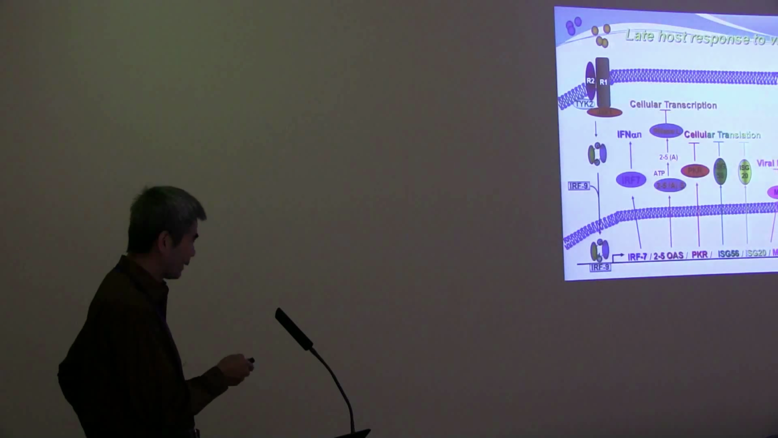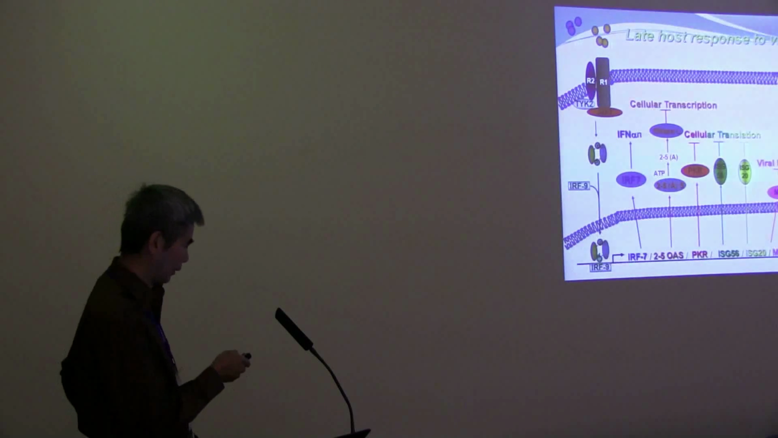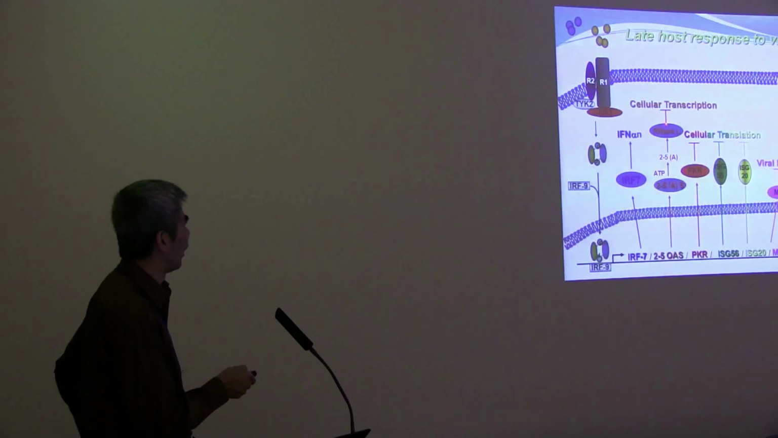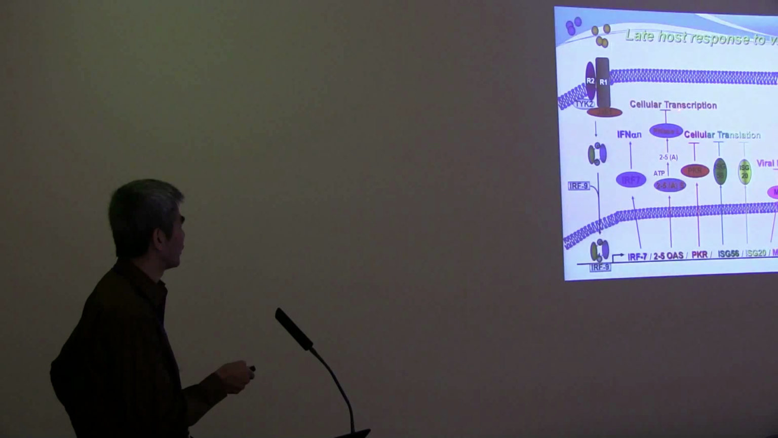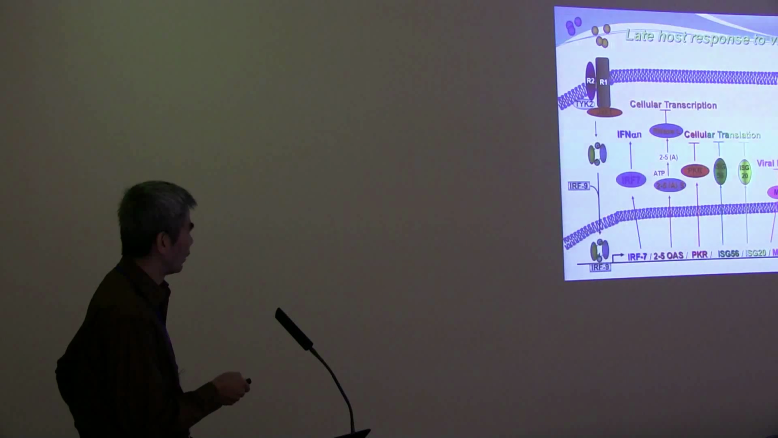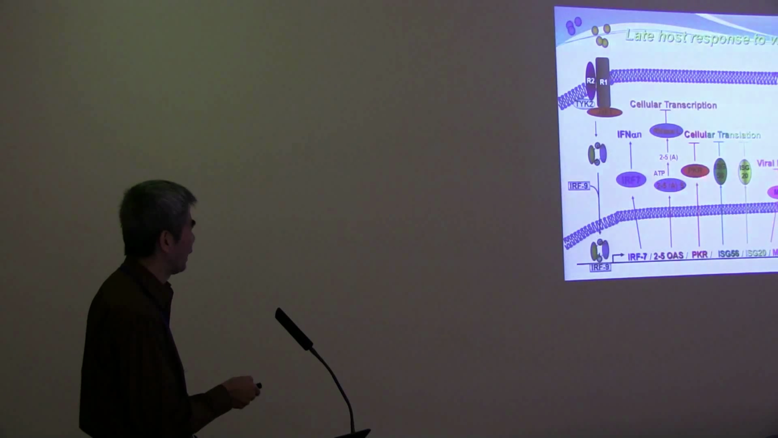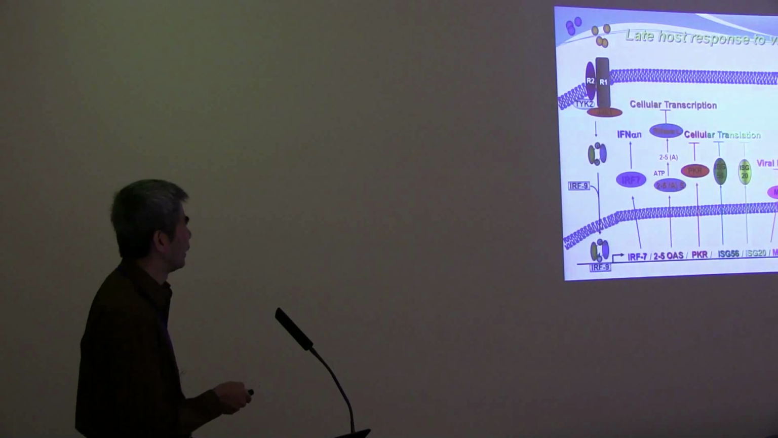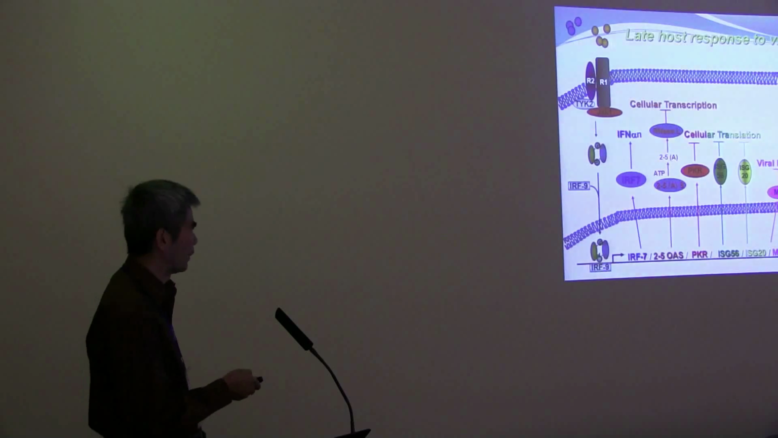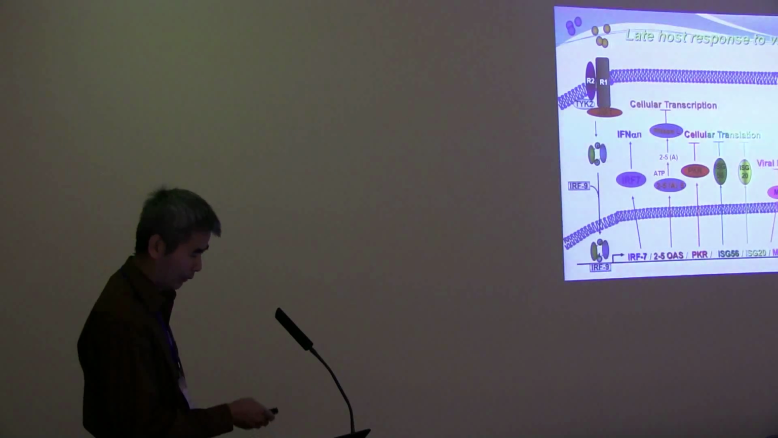Some of the ISGs can inhibit the virus through indirect mechanisms, through the inhibition of cellular transcription, such as the OAS-RNase L system. Also, some of the ISGs can inhibit cellular translation, such as PKR, IFIT1 and IFIT2, and this leads to the inhibition of virus replication.